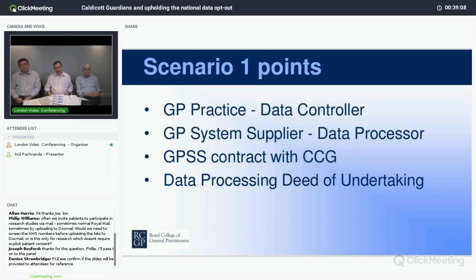Since GP SOC and Connecting for Health, the GP system suppliers' contracts are actually with the CCG, they are not with the practice. However, there is a data processing deed of undertaking, which has been signed by all the GP system suppliers, which provides that legal framework for all this processing to take place legitimately with the practice as data controller.